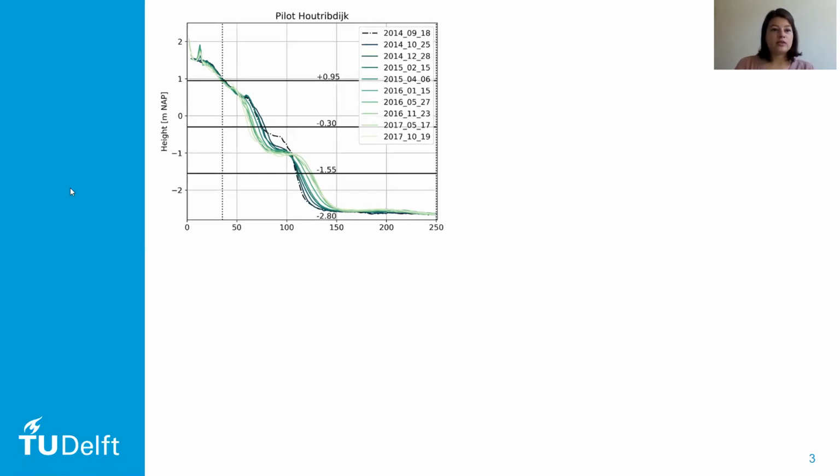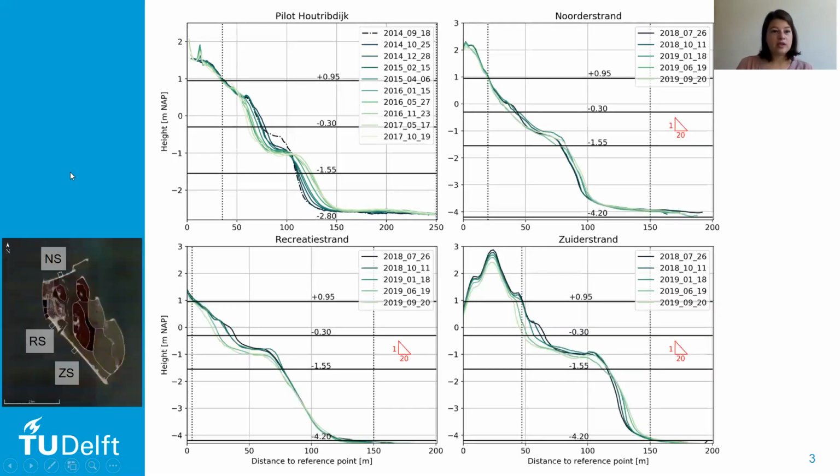Then when we look at those other locations, we have three measurement sites at the Markerwadden. We have Noorderstrand, which is on the northern side of the island, Recreatiestrand over here near the harbor, and then Zuiderstrand on the south of the island. And these other three locations show a very similar shape. Also the steep beach face, a platform, and the offshore slope. Only here it's a bit deeper because it's in the middle of the lake.